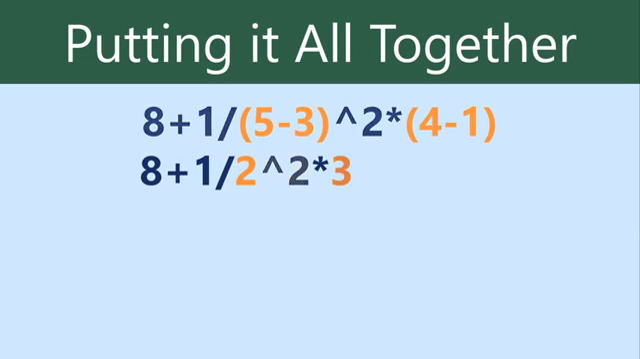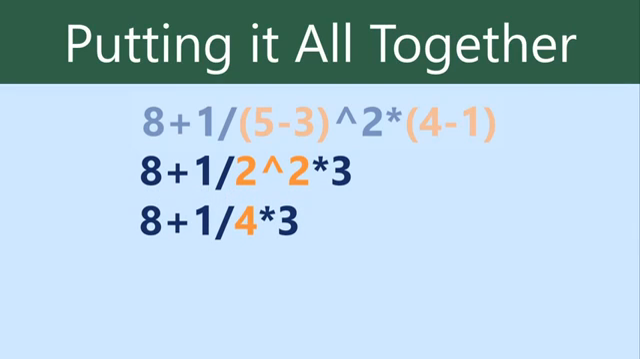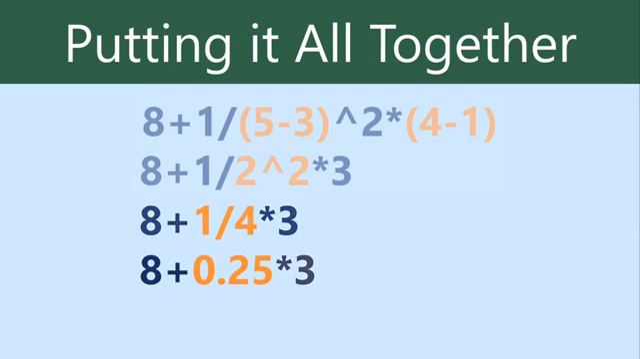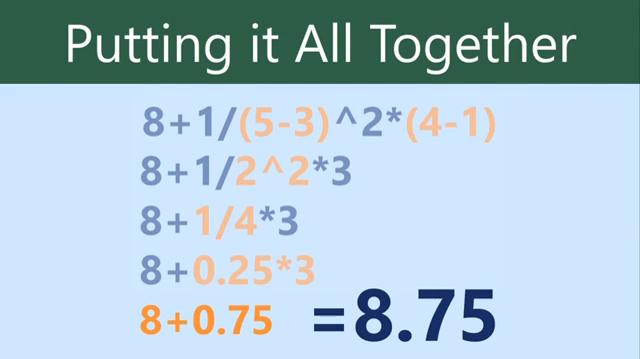Next, we'll look to see if there are any exponents in this formula. There is one, 2 to the second power. When we calculate it, it becomes 4. Next, we'll do the multiplication and division, going from left to right. And now all that's left is addition. And that gives us our answer, which is 8.75. And that's the same answer Excel would give you if you entered that formula in your worksheet.